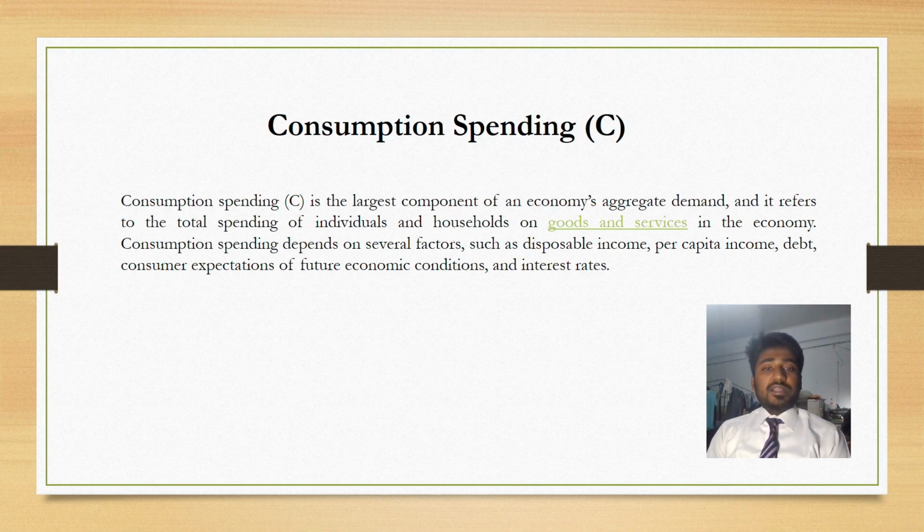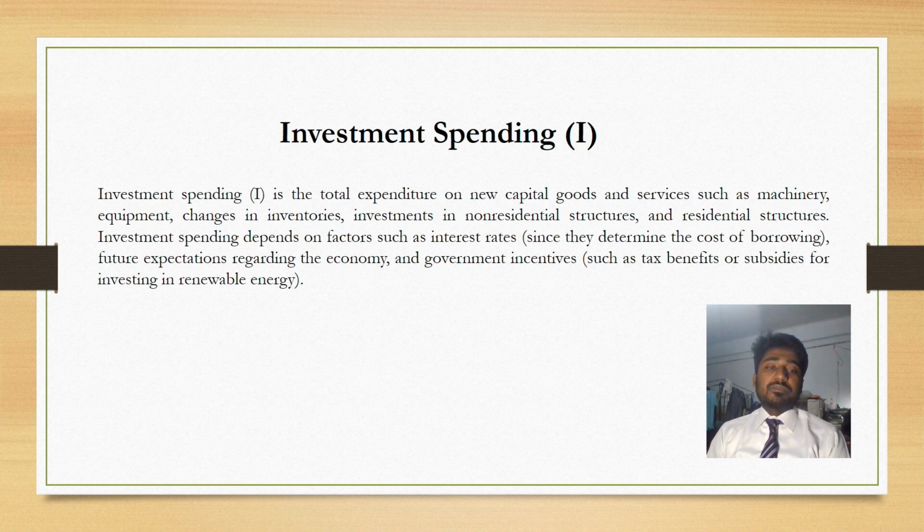Consumption spending is the largest component of the economic aggregate demand, and it refers to the total spending of individuals and households on goods and services in the economy. Consumption spending depends on several factors such as disposable income, per capita income, debt, consumers' expectation of future economic conditions, and interest rates.